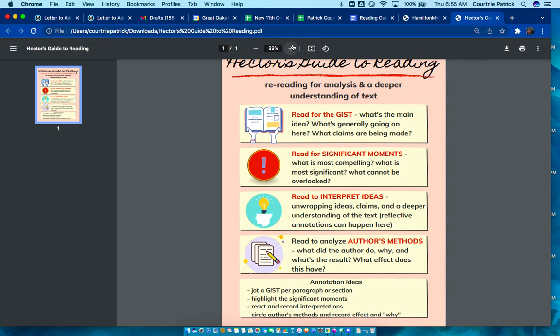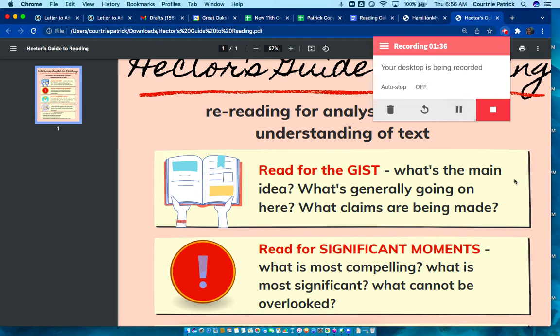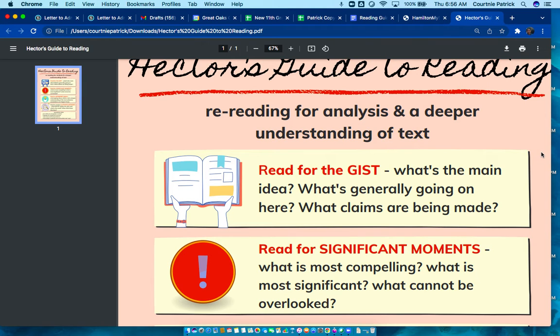So the first thing we read for is always going to be the gist, right? That's like when you remember teachers asking, what's the main idea here? You read a section and what is this about? What is generally going on and what claims are being made? I don't typically talk about claims with middle school, but you guys have clearly demonstrated that you can pinpoint and elaborate and counter argue claims. So we're going to use that as well.